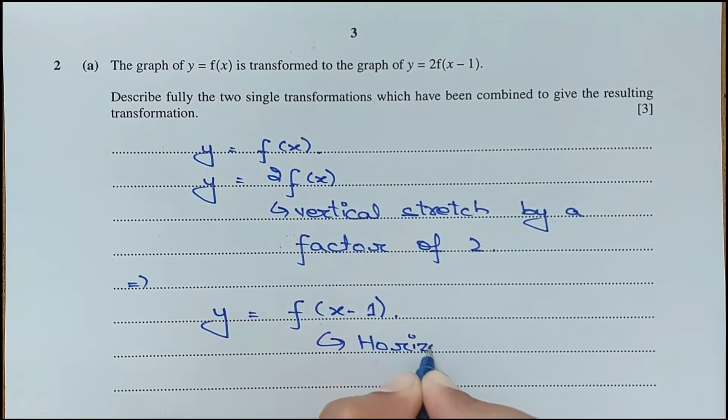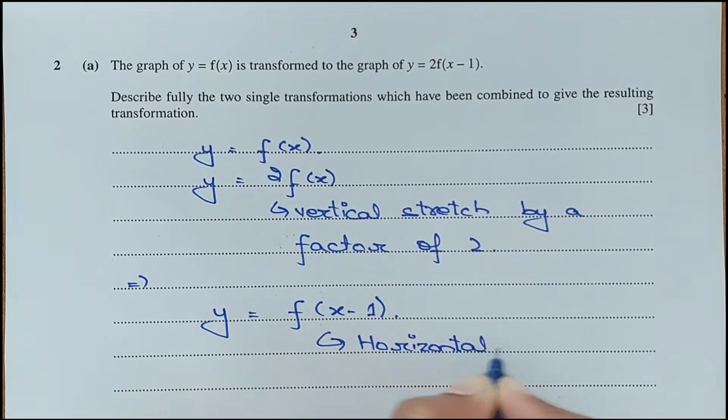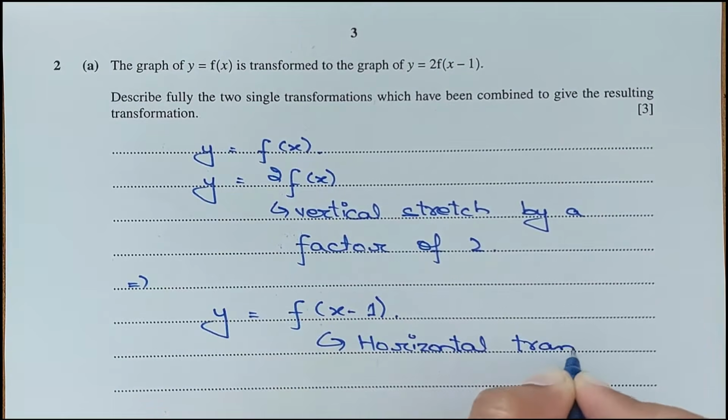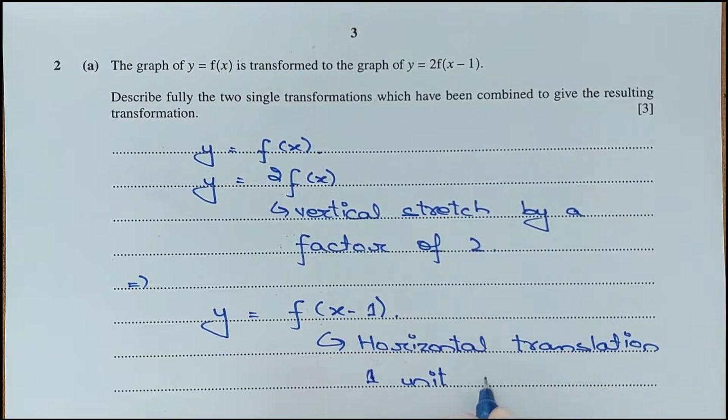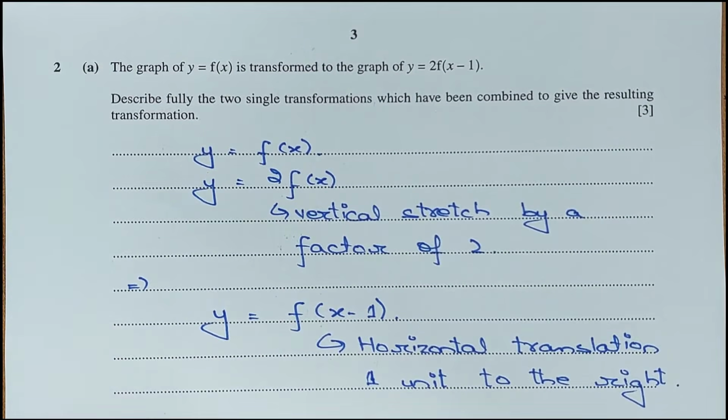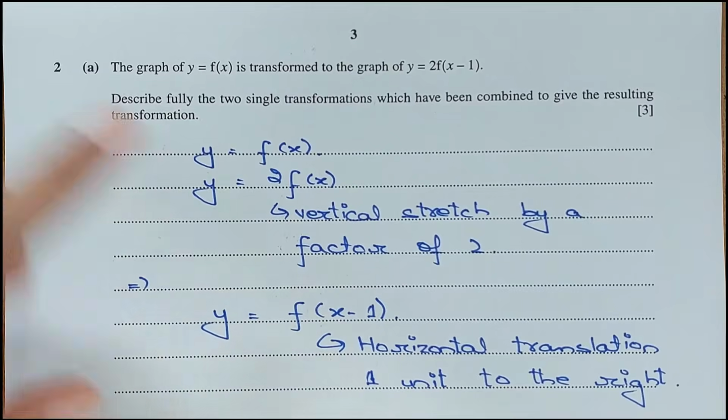Horizontal translation, 1 unit to the right, not to the left. So these are the two transformations, which are a vertical stretch and a horizontal translation.